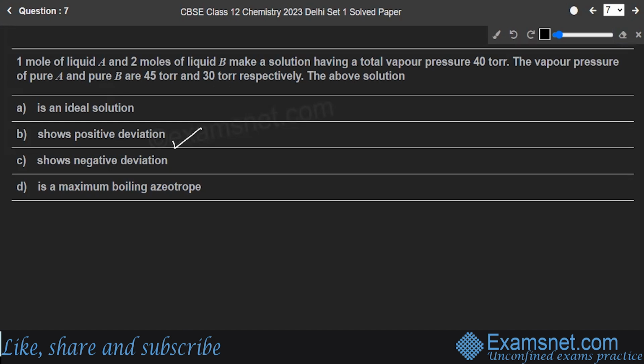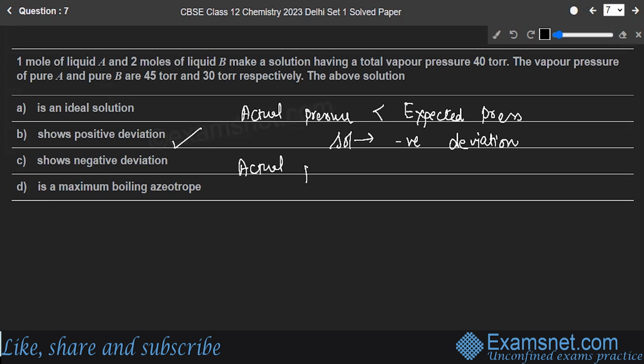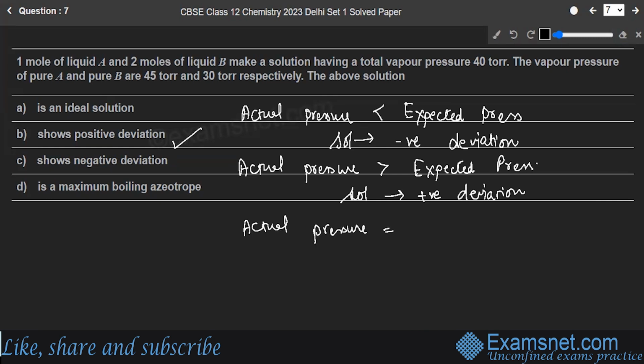Let's look. If the actual pressure is less than the expected pressure, then the solution will show a negative deviation. If the actual pressure is more than the expected pressure, the solution will show a positive deviation. Now, if they are equal, the solution will be ideal.